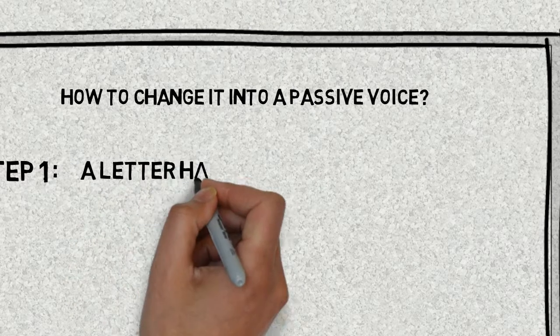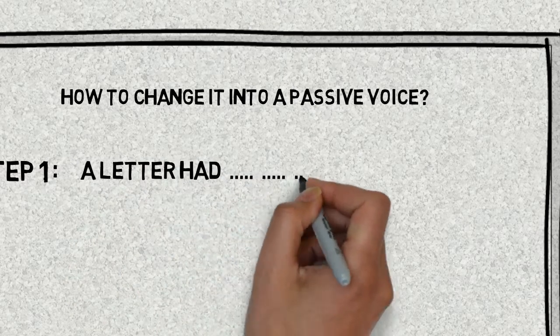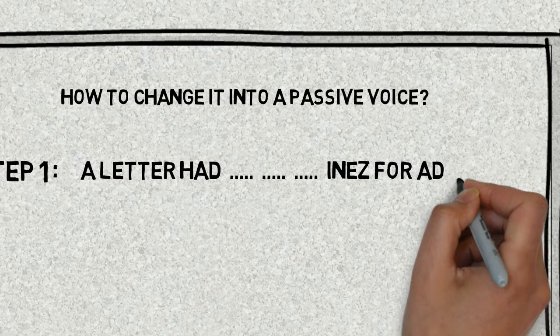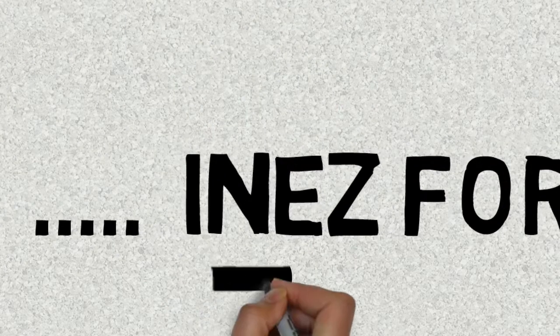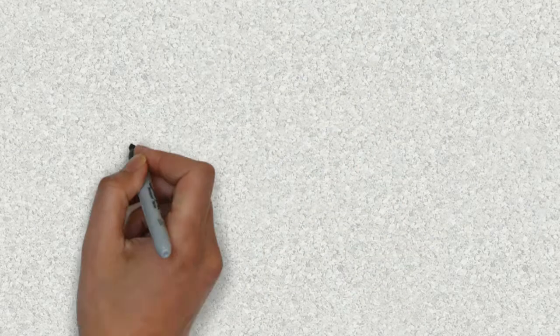Step 1. Change the position of the subject and the object. So the sentence becomes: a letter had blah blah blah in as for Adam. A letter is the object. Ines is the subject. For Adam is the informal information.